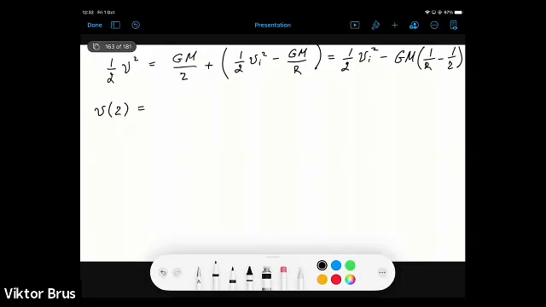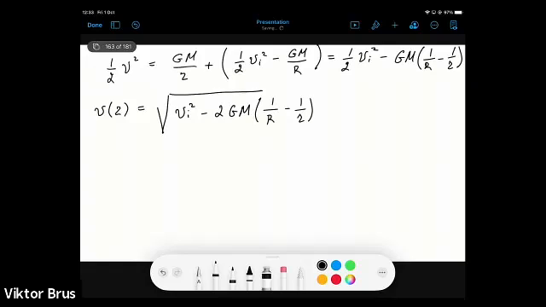So that will be equal to, so here 2 and 2 will cancel out. So it will be square root of V initial square minus 2 G M, 1 over R minus 1 over R small. Okay, so this is the expression for velocity of the projectile as a function of distance from the center of the planet.